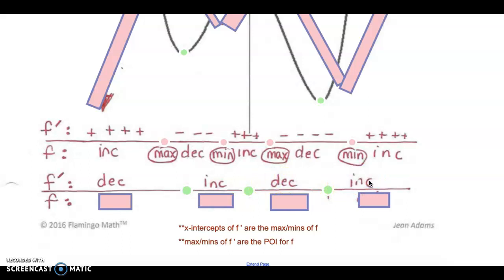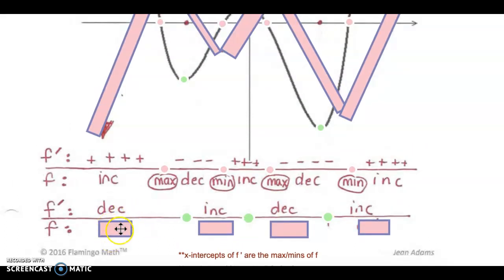So pause this video as you need to and look at that. Okay, now this tells us about concavity, which we already looked at from that chart. So when it's decreasing, it's concave down, concave up, concave down, concave up. That just means it's opening down and up.